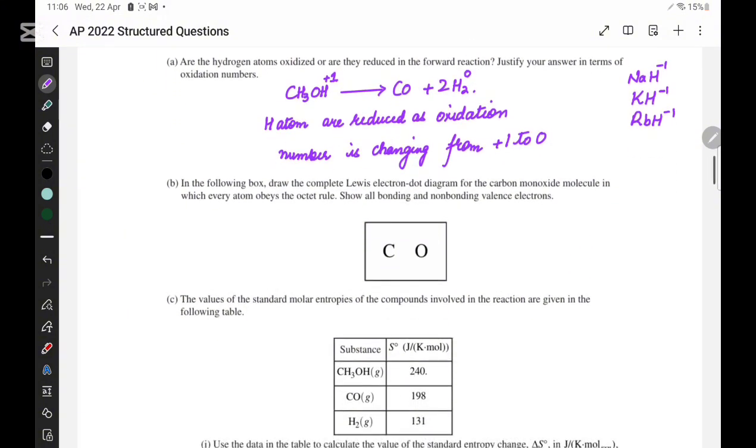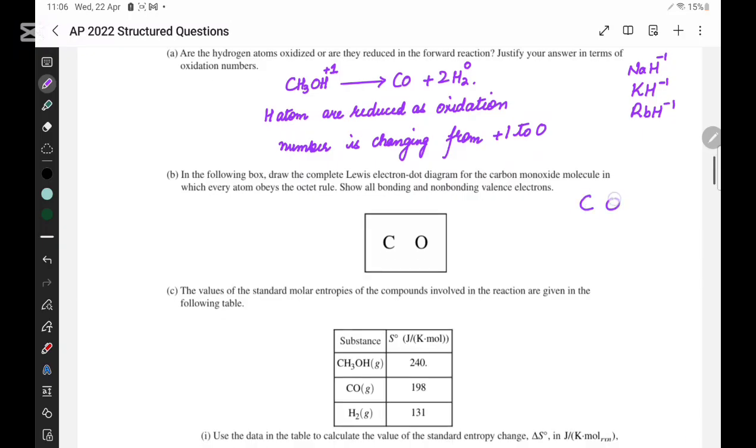Now you have to draw the Lewis diagram of carbon monoxide. For Lewis diagram, first we need to find the valence electrons. Carbon has 4 valence electrons, oxygen has 6 electrons. So when you add them, they become 10. The first process is to write down the bonding electrons. One pair of electrons will come here. Rest of the electrons will come here: 3, 4, 5, 6, 7, 8. And for carbon, as there are 4 electrons in the valence shell, 8 and 2 will come here.